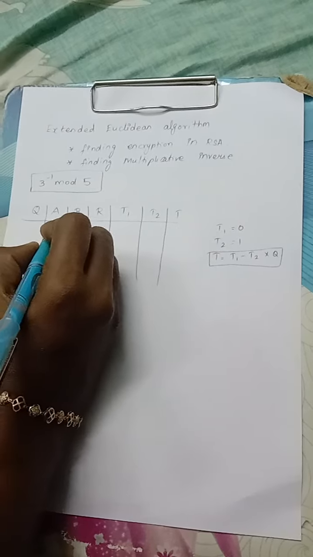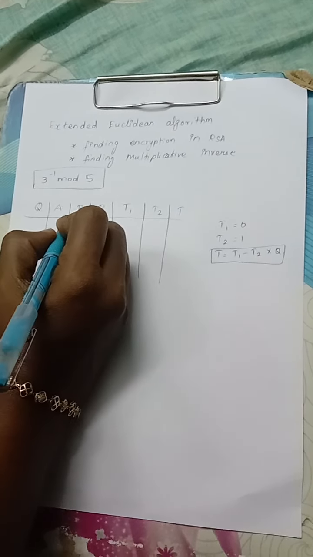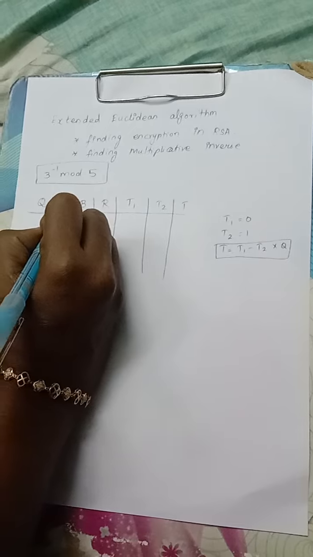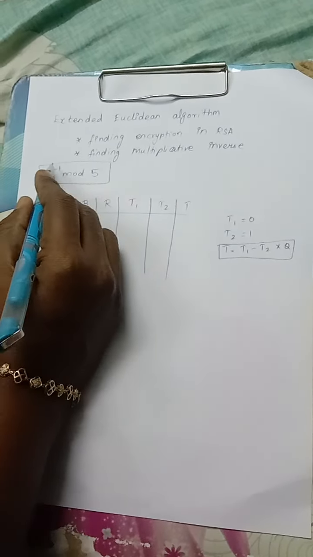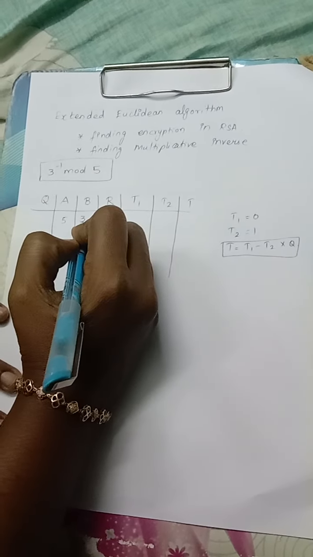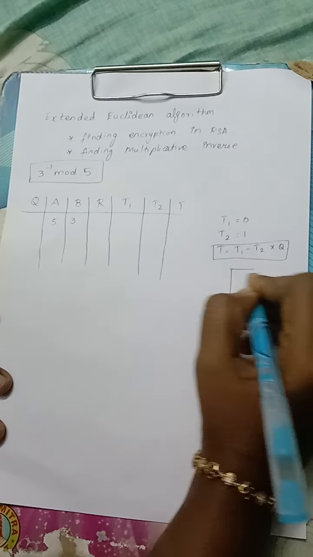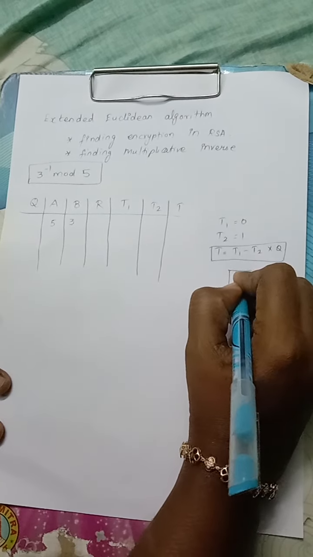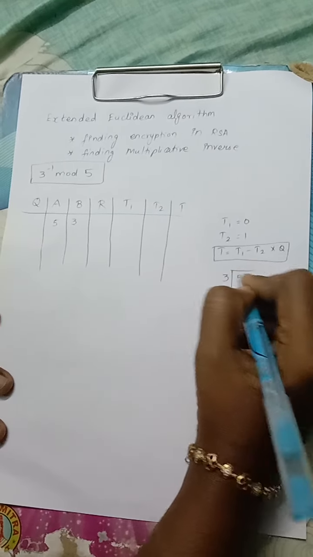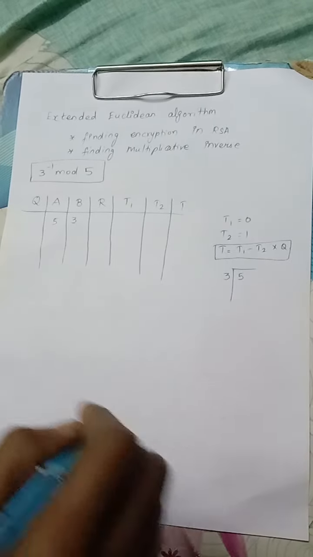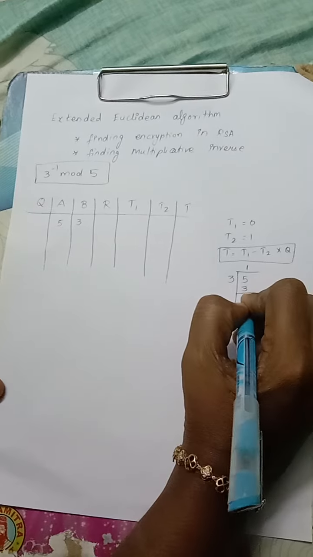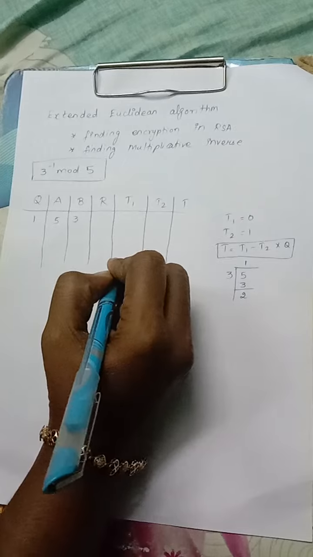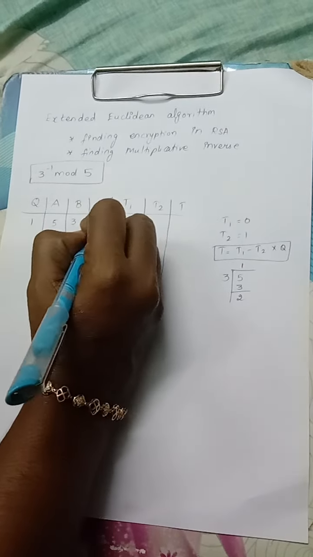You just place 5 in A and 3 in B. This is the value you are going to find. So just divide: 1 times 3, and your remainder is 2. You fill the quotient in your quotient cell, and your remainder is 2.